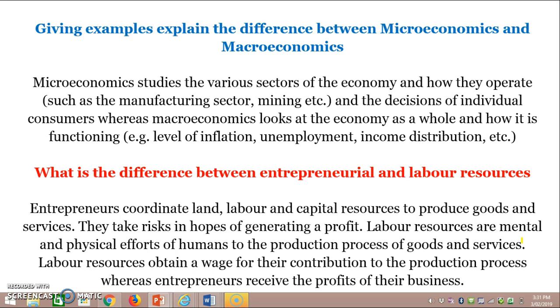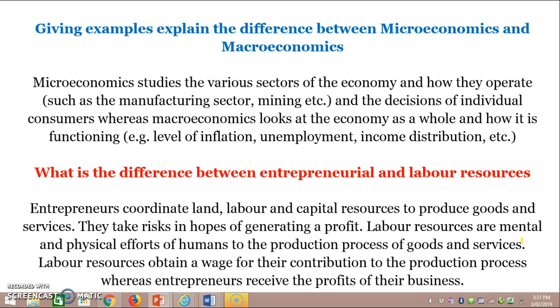Examples of the difference between microeconomics and macroeconomics. Again, microeconomics studies the various sectors of the economy and how they operate. So we might be looking at the manufacturing sector or the mining sector. It's looking at the decisions of individuals and consumers or businesses, but not on a macro level. Macroeconomics looks at the economy as a whole, and then provides some examples. So that can be the level of inflation, unemployment, income distribution. Microeconomics: individual sectors, individuals and businesses. Macroeconomics: how the economy is performing as a whole.